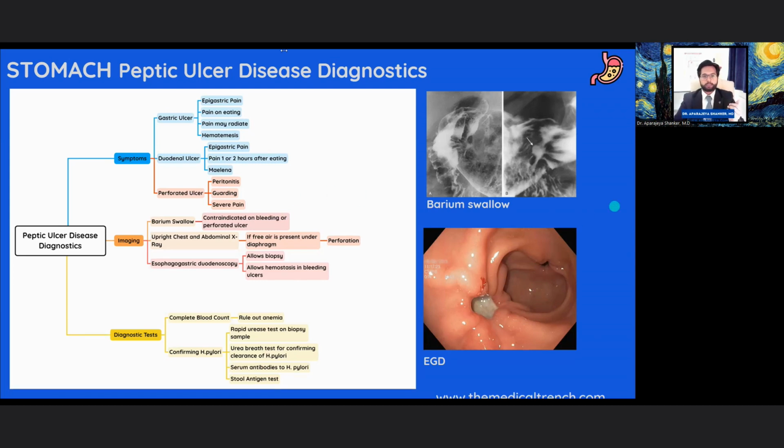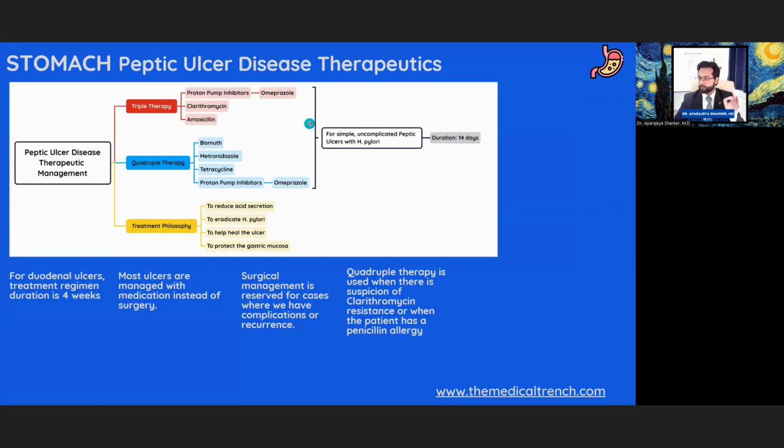Now, when you look at the therapeutics of peptic ulcer, 99% of the time, what we do is something called therapeutic management through triple therapy or quadruple therapy. Because most peptic ulcers nowadays can be dealt with just by using medication alone. Your job as a surgeon is to determine the cases where you need to operate, right? So you operate only when you have those indications.